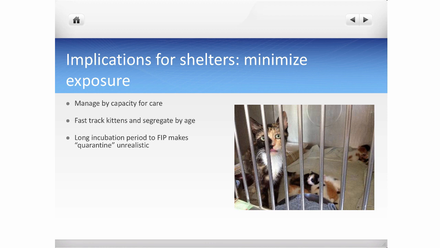The long incubation period of FIP makes quarantine unrealistic. So I've had shelters call and be like, should we just quarantine our coronavirus cats and like keep them on lockdown for a few months and test them? I'm like, nope, don't do that. Let's clean instead. Let's minimize overcrowding and stress. Let's manage comorbidities.